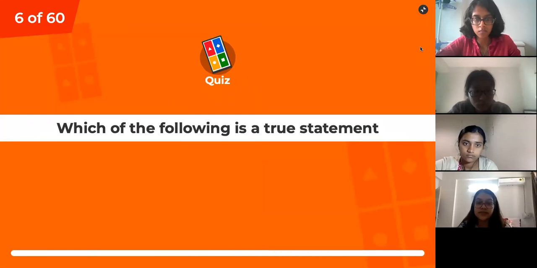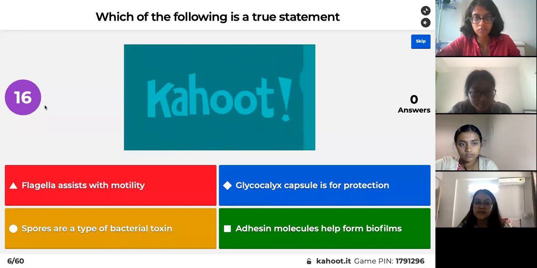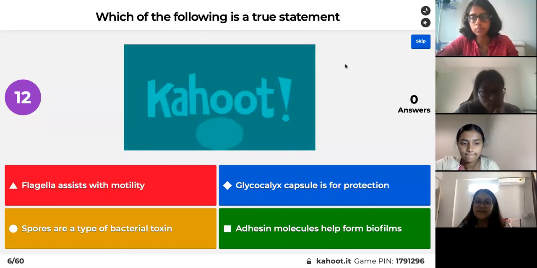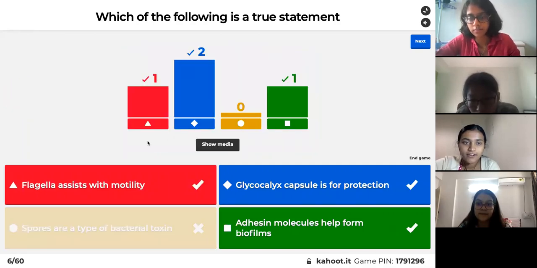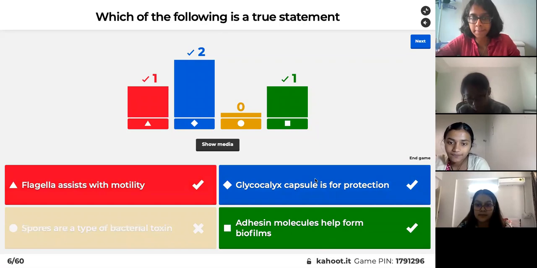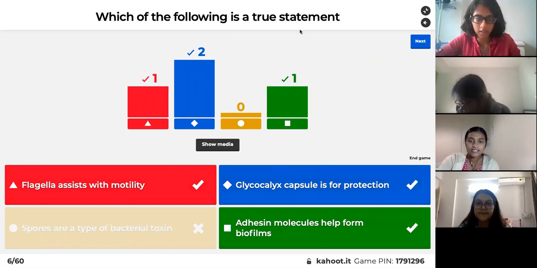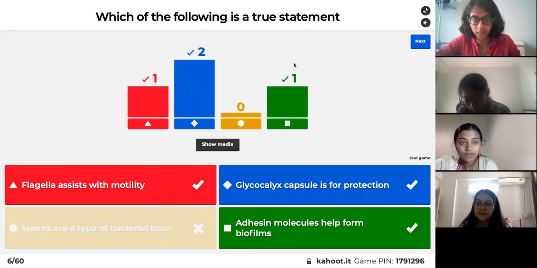Which of the following is a true statement? Yep, so a flagella in bacteria helps with moving the bacterial cell around. And then the use of the capsules helps protect the cell from the immune system of the host. And then adhesion molecules can help form biofilms by getting attached to each other, or they can also attach to host cells. But spores aren't a type of bacterial toxin. They are a way for that bacteria to keep proliferating.